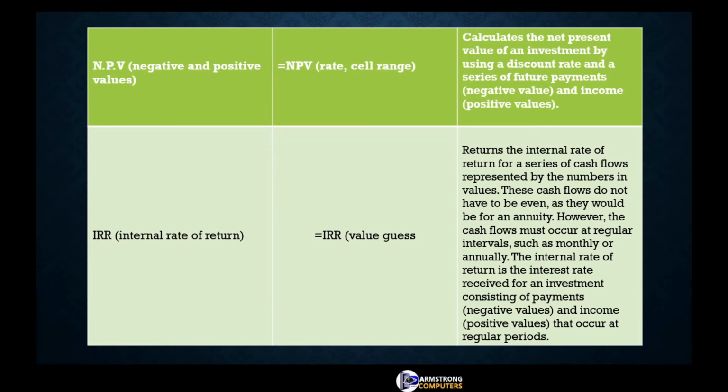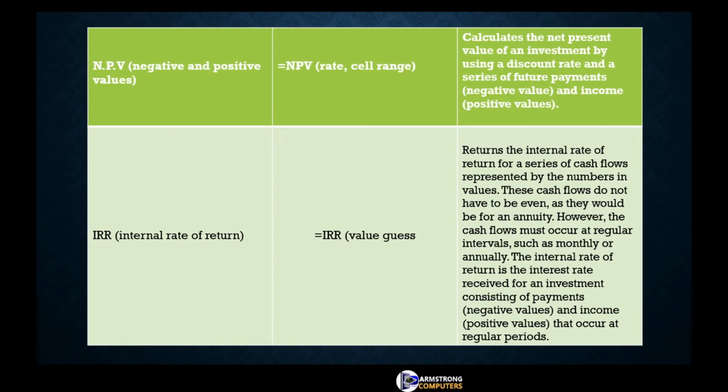Simply means that you are not paying the money to anybody. You're not paying the future value to anybody, so it's negative. But income, when you put the money into work, you are going to get some kind of revenue, which is a positive value. So basically, that is what the NPV is all about, which is the net present value.